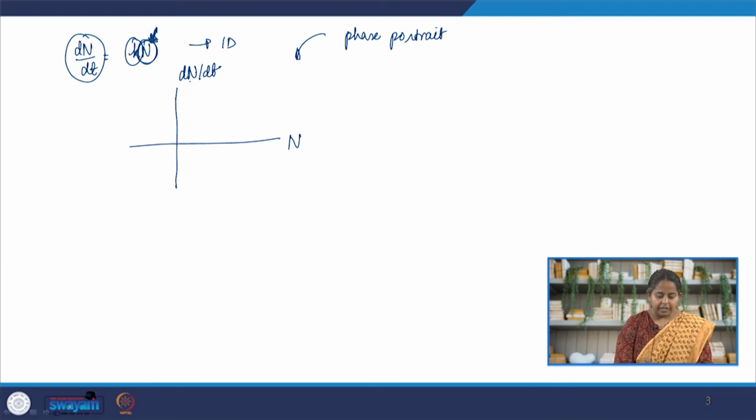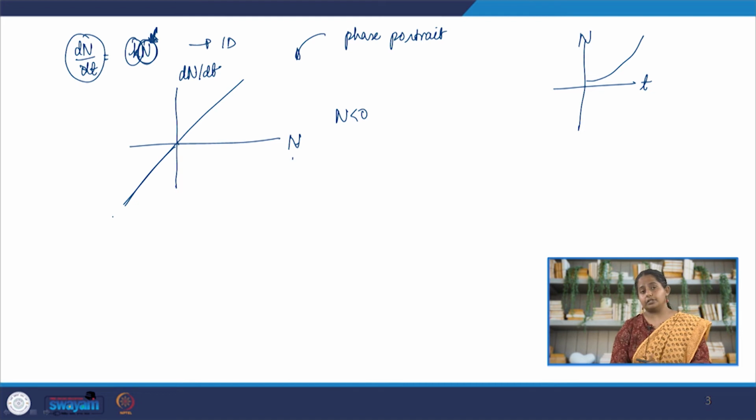Now, do not confuse this with the graph where you plot the number of bacteria with time and get an exponential curve. This is a different curve. You are plotting dn by dt versus n. Notice this is a straight line, and it passes through 0. When n is less than 0, dn by dt is negative. But since we are dealing with living organisms, bacteria, n can never be less than 0, so we can ignore the left side of the y-axis. So this is our graph here.